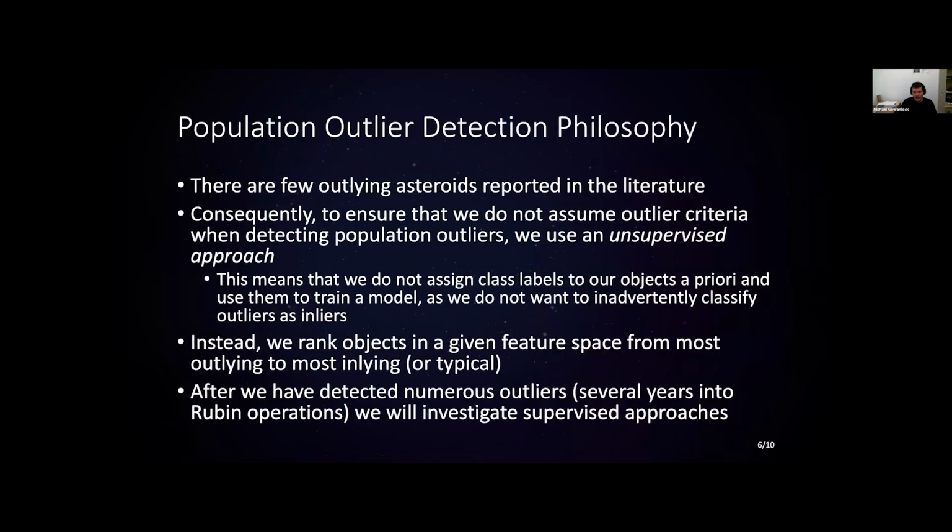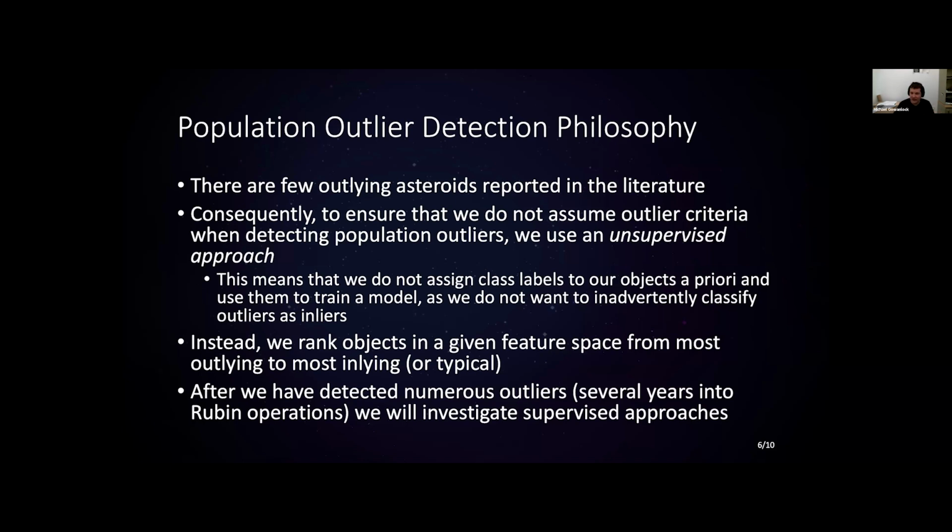In terms of our outlier detection philosophy, there are a few outlying asteroids reported in the literature. There are numerous examples, but there are a few compared to the entire population, and that's to be expected because they're outliers. When we label objects as maybe an outlier or not, or when we send an alert that says this object might be an outlier, we're using an unsupervised approach. If you're familiar with machine learning, there are two different types: unsupervised machine learning and supervised machine learning.